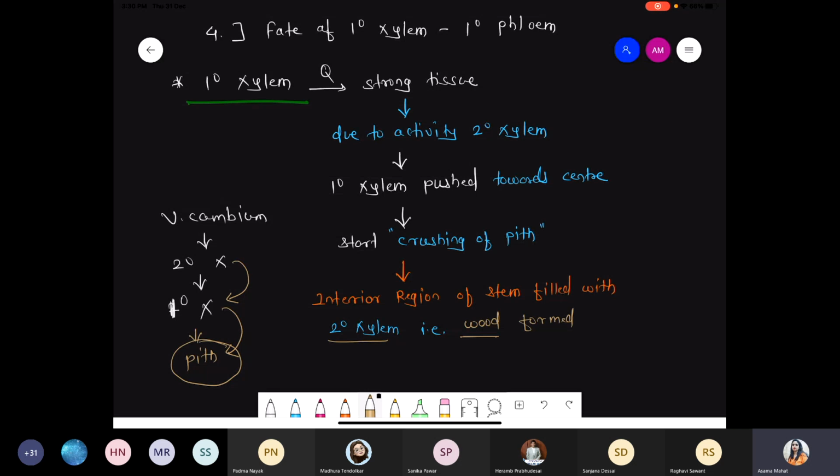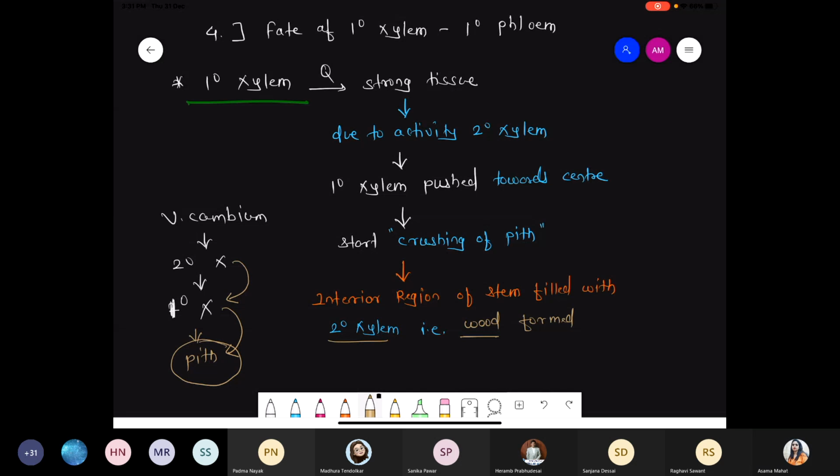So slowly, due to that pushing process, the entire central region, the interior part of the stem, is totally filled with secondary xylem. Remember this point: later the primary xylem also gets degraded, because the secondary xylem pushes. So initially the pith gets degraded, and then the primary xylem also gets degraded. Simple phenomenon. The center of the stem is completely filled with secondary xylem. At that time you can say yes, now inside that plant wood has formed. Got it? Wood formation.